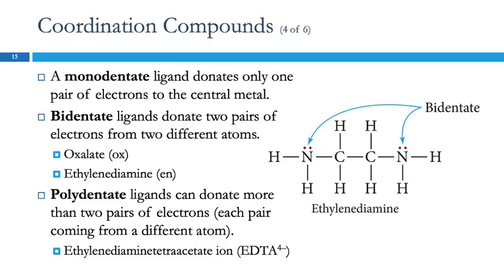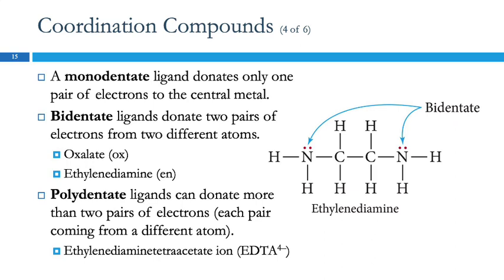So some ligands can only donate one pair of electrons to the central metal atom, like ammonia only has one lone pair of electrons, so it can only donate one. But some of them can donate two or more. So this is a Lewis structure for ethylene diamine. We've got a nitrogen at each end. Each of those nitrogens has a lone pair. So this can actually attach to that central metal ion at each end. And so it can have two attachments.